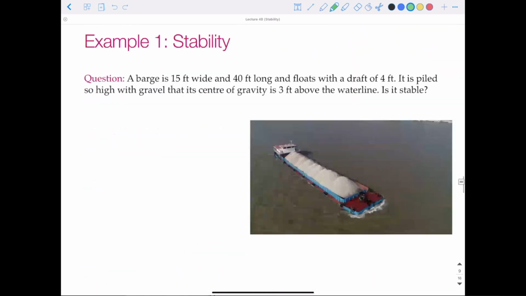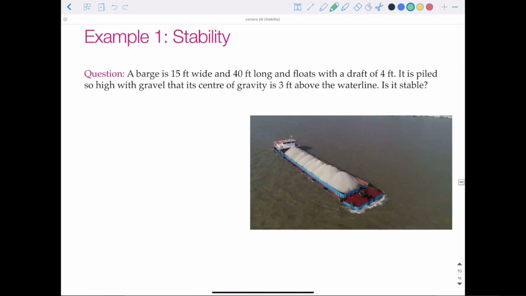All right, let's do a couple examples. So the first example, we have a barge. It's 15 feet wide, 40 feet long, and it floats with a draft of 4 feet. So a draft refers to the depth of the vessel below the surface of the water. So if you have a boat that has a draft of 5 feet, that means if you were in water that was only 4.5 feet deep, you'd be hitting the bottom because your boat is 5 feet deep. So it says it's piled so high with gravel that its center of gravity is 3 feet above the water line. Is this stable?